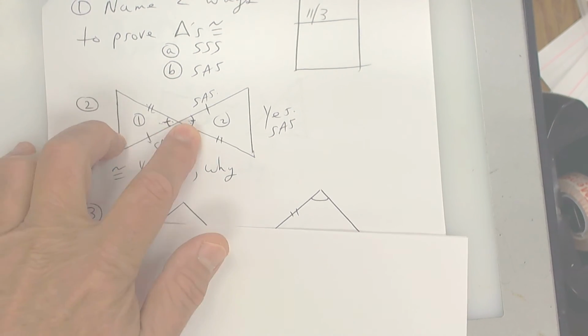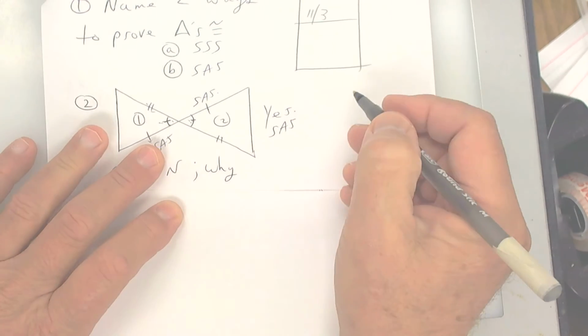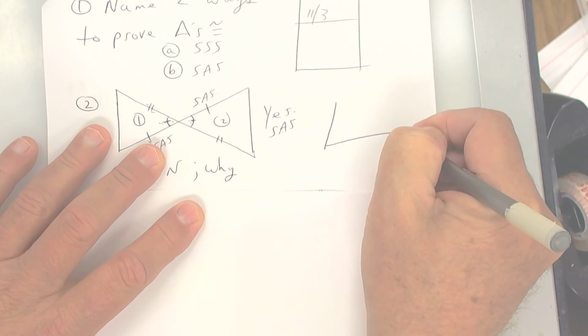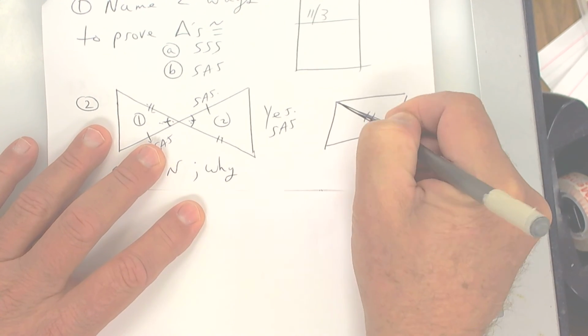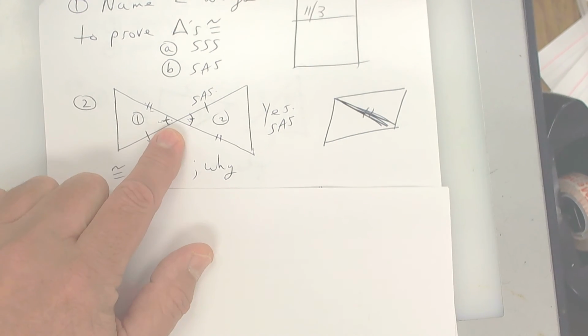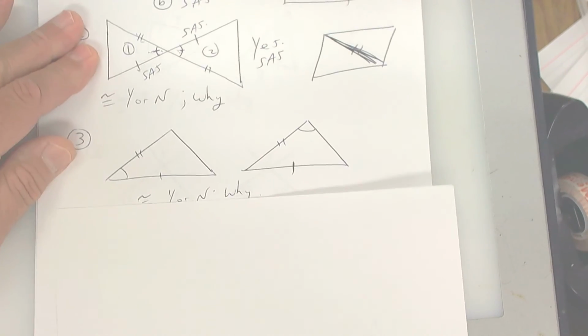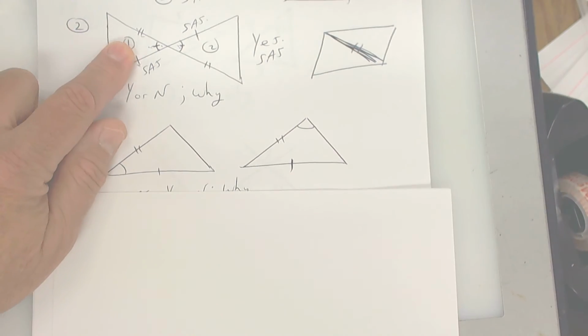All right, just remember vertical angles. Yesterday we did reflexive, something like this, where this side was equal to itself. Okay, but you also have to remember vertical. So always look for reflexive and vertical.